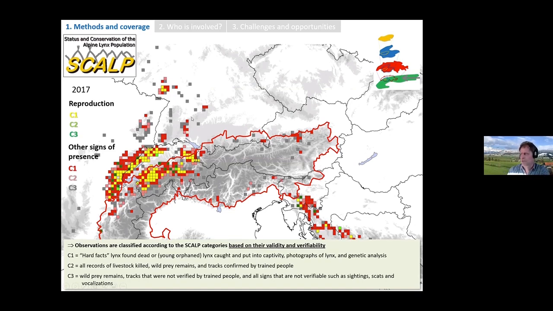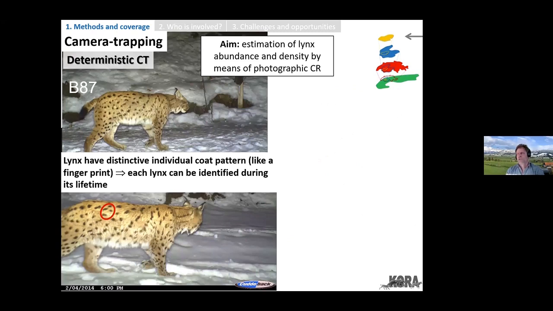Here we apply also the SCALP criteria already mentioned by Ilka. So based on their verifiability, so hard facts, confirmed signs of presence will be C2, and unconfirmed signs or signs that cannot be confirmed will be C3. And here at the top, we plot the reproduction, and then at the lower level, you will have all other signs of presence. So here, what we also do is the deterministic camera trapping.